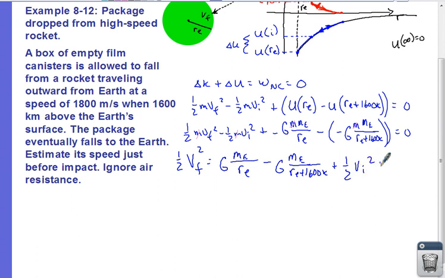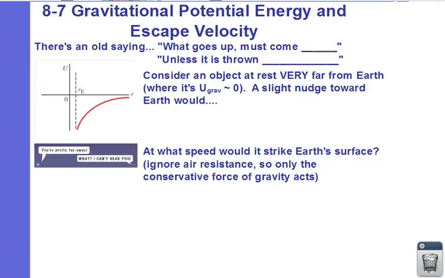And everything looks good. When I go through and plug in all those numbers, there's a lot of number crunching there, but the value that I get for that is about 5327 meters per second, or approximately 5,300 meters per second. So that would be the speed that it impacts the Earth using conservation of energy principles and the law of universal gravity. Now, that's going to help us understand this thing called escape velocity. It's a very similar solution, except with a slight modification.